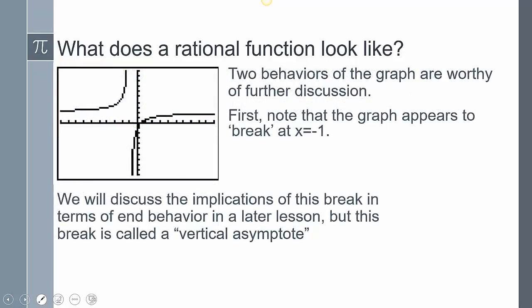There are two behaviors of this graph that we're going to take to the next level and talk about. The first, if you notice, there's a break here. This graph is approaching this number here, this graph is approaching this number here, and there's a break at x equals -1. Now we're going to discuss the implications of this break in terms of end behavior later on, but we call this break a vertical asymptote. This break here is going to be called a vertical asymptote.